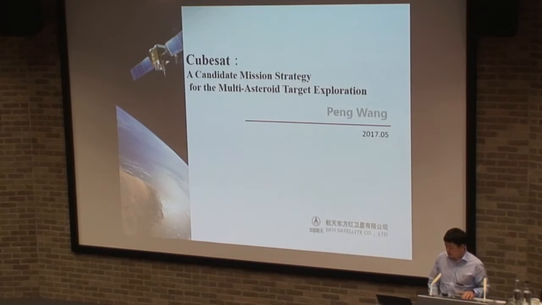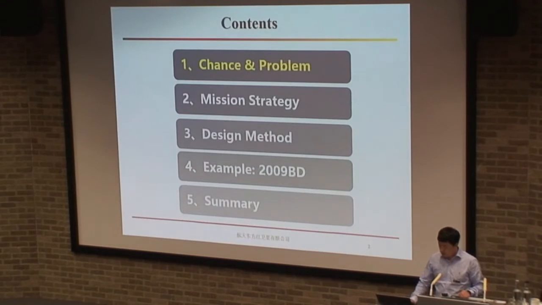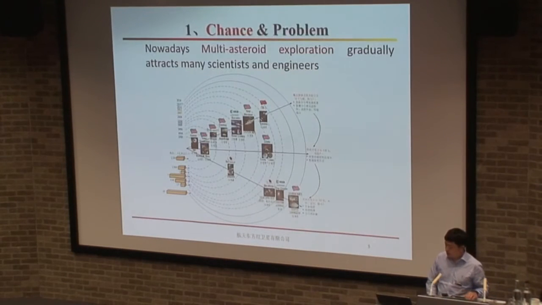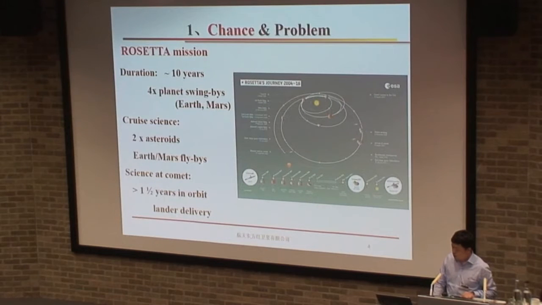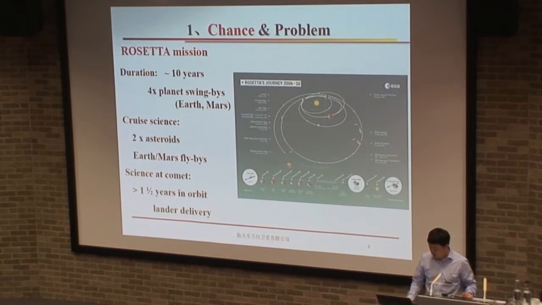Hello everyone, and my topic is chemical mystery for the multi-asteroid target exploration. Nowadays, multi-asteroid explorations are gradually attracting many studies and analyses. The second mission is a typical multi-asteroid exploration. She flies by the two asteroids and the family made with a comet.